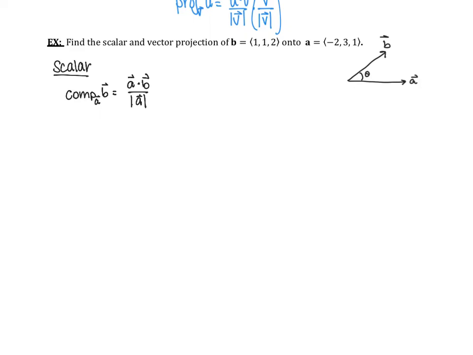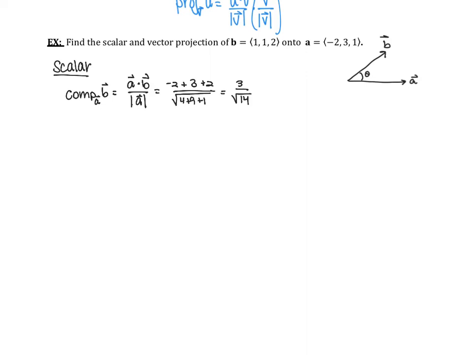Using the values that we have, I'm going to substitute these in. For A dot B, we would get -2 plus 3 plus 2, over the magnitude of A, which is the square root of 4 plus 9 plus 1. So we get 3 over the square root of 14. My scalar projection would be a value of 3 over root 14.